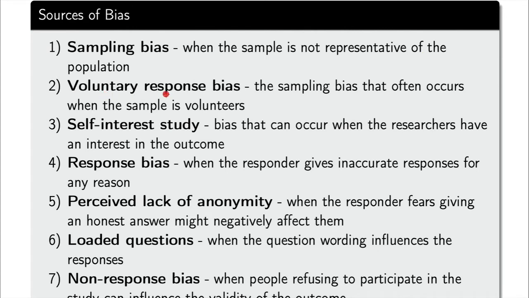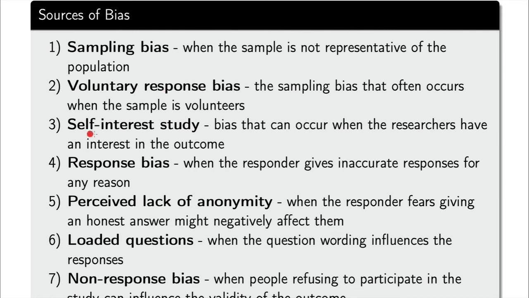Next is voluntary response bias. This is what happens when the sample is a voluntary response sample, because the information we're getting is just from individuals that have volunteered to participate and chosen to be in the sample, and so that's not going to be representative of the entire population. So that's our voluntary response bias.